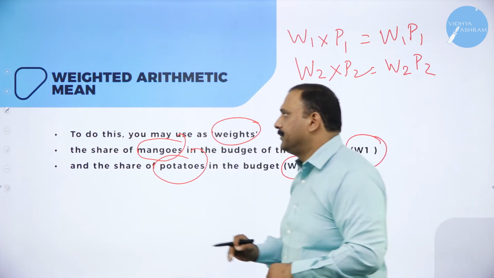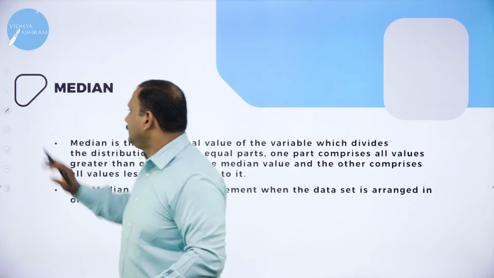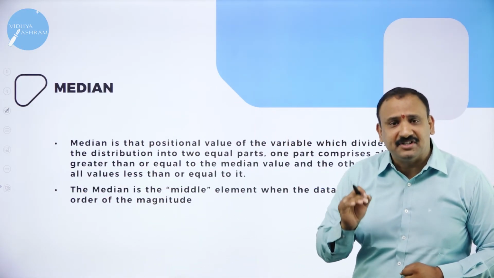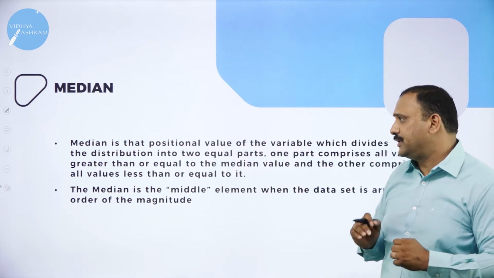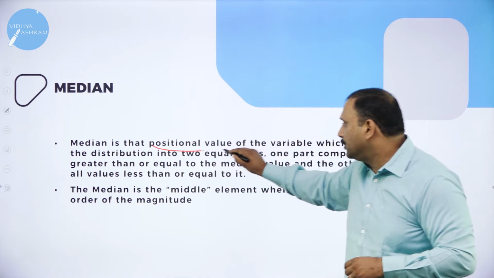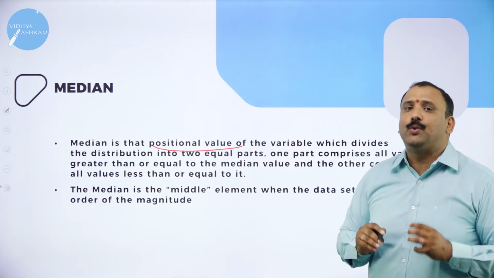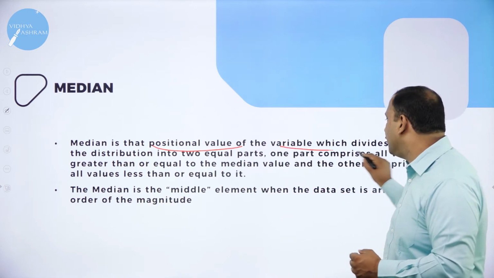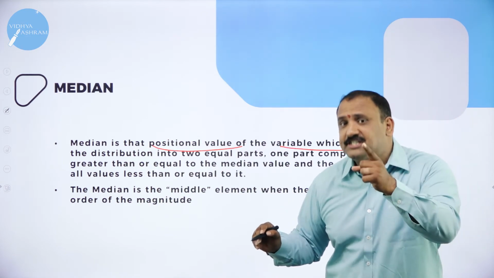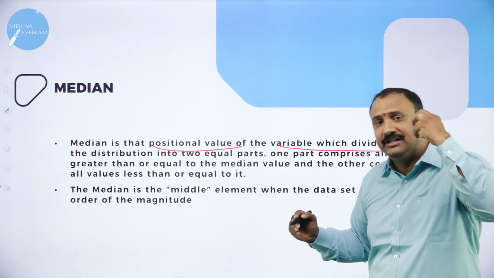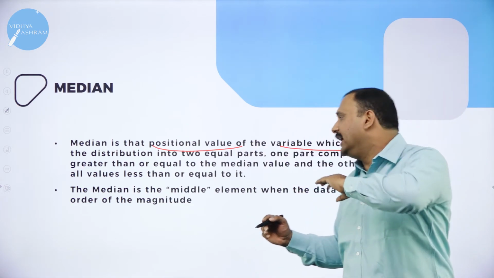So moving forward, median. This is a very, very important and interesting topic that we are going to see today. Median is the positional value. This word I want you to remember, positional value. It is not just any value, but a positional value of the variable which divides the distribution into two equal parts. That means it's going to divide the series into two equal parts.